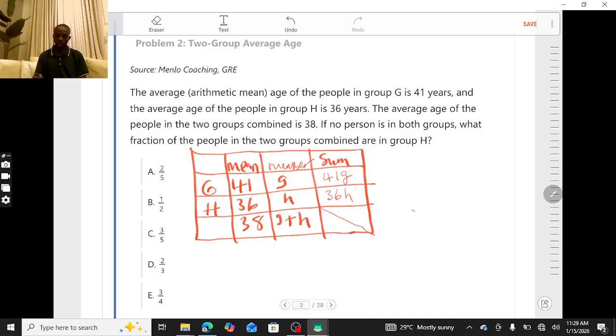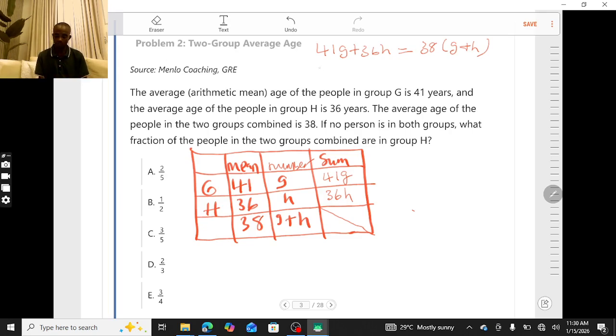So that gives an equation. It's not simultaneous this time. That is, we are saying that 41G plus 36H will give us the same thing as 38 times G plus H. I think you can solve this. Can you quickly look at it and call the answer? Or maybe we do it together.